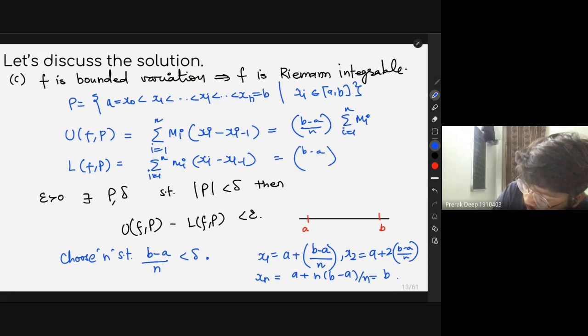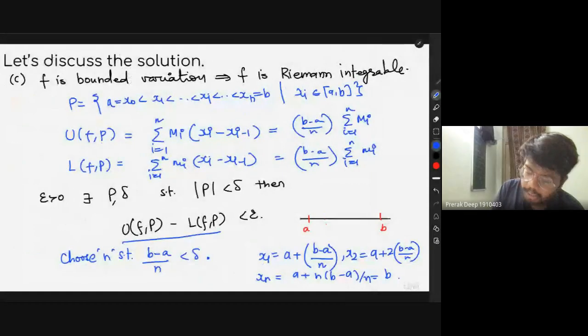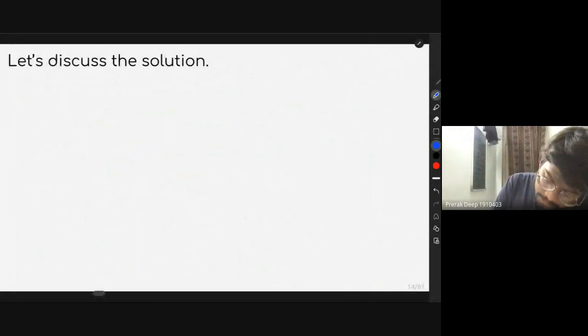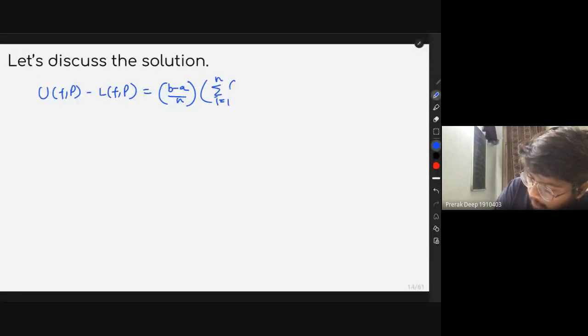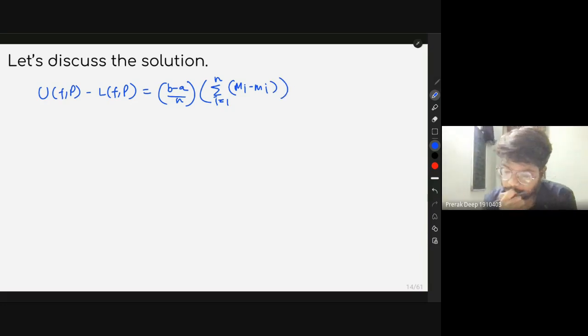Similarly, for the small i. And since we are interested in the difference of the upper and the lower sum, we do the difference. So if I do the difference, what I get is b minus a, because that is a common term, times the summation from 1 to n of Mi minus small mi, correct? I get this term. And now I want to somehow use the bounded variation formula.